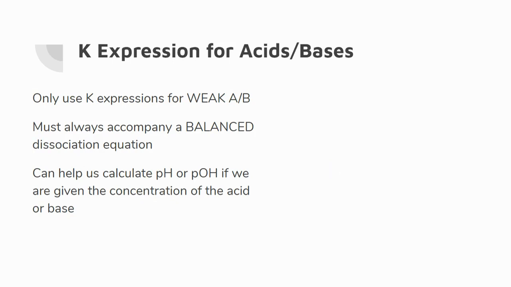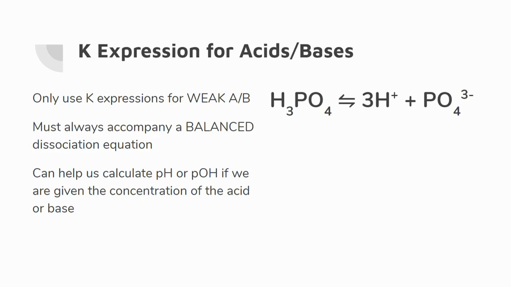And what is this all good for? Like, what do we use it for? We're going to get to a point where we can use these K expressions to calculate pH or pOH, as long as we know the concentration of the acid or base. That's how we make a calculation. So an example specific to an acid, here we have H3PO4, which again is weak.